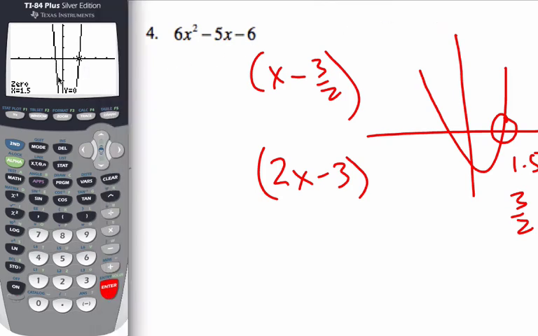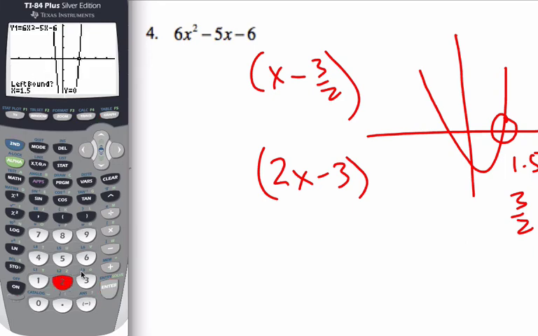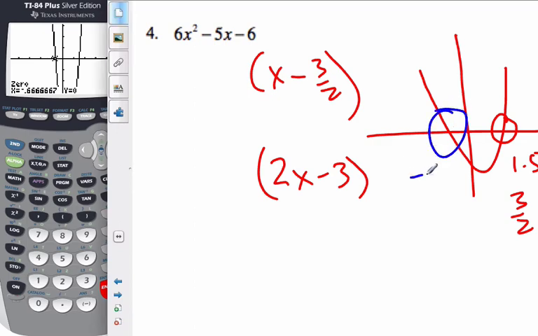Working on the other side, I'm looking now for this x-intercept, which is between 0 and negative 1. So I'm going to find the 0. My left bound I'll make negative 2. My right bound I'll make 0. And I'll guess at negative 1, even though I know it's smaller. And I get negative 0.66666666, which I know is negative 2/3.